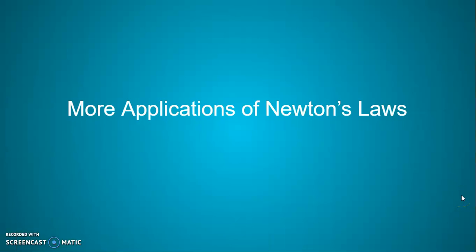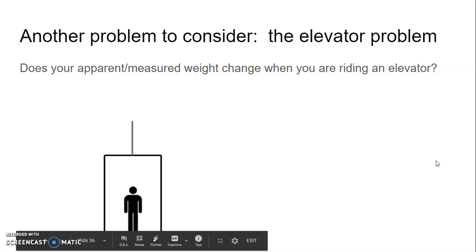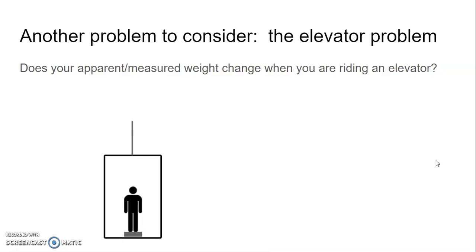Here's the second video for this week's treatment on Newton's laws. We are again going to look at more applications of Newton's laws. Let's start off with a classic, the so-called elevator problem. I talked about this in our last video series a few days ago, but let's revisit it.